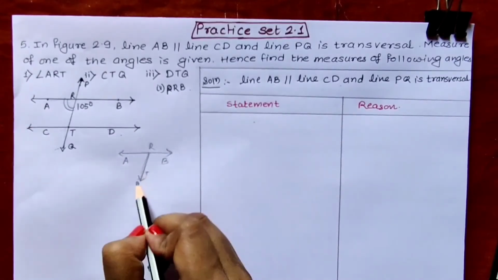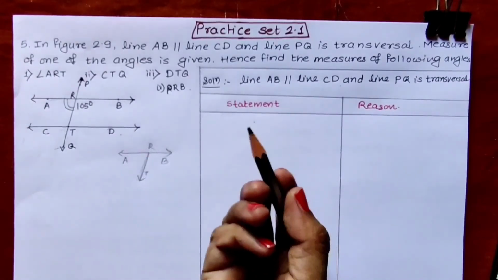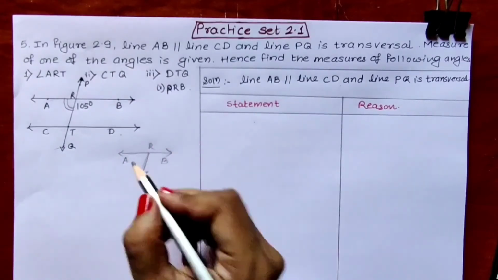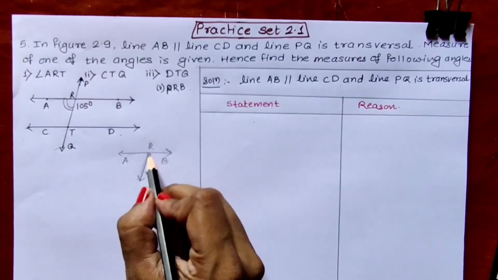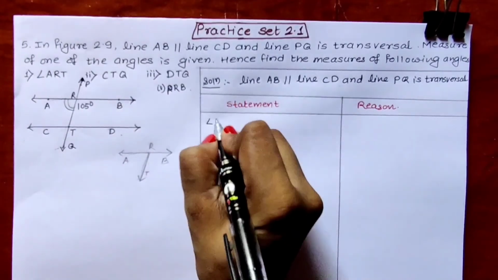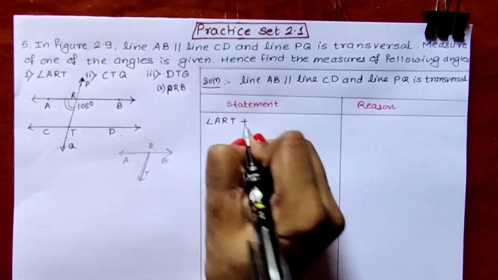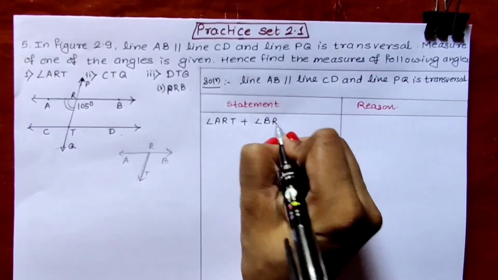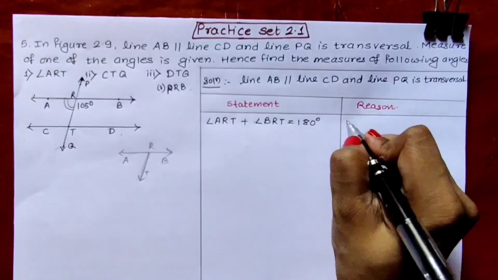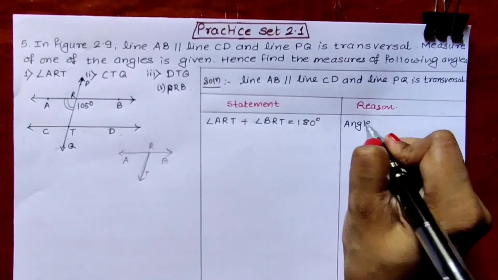They are separated by one ray. So such type of angles we all know they are angles in the linear pair. Angles in a linear pair are supplementary. That's why angle ART plus angle BRT will be equal to 180 degrees. So here we will be writing angle ART plus angle BRT will be equal to 180 degrees. We write the reason: angles in a linear pair.